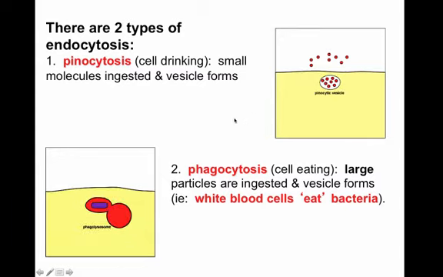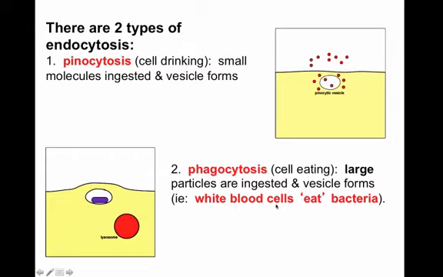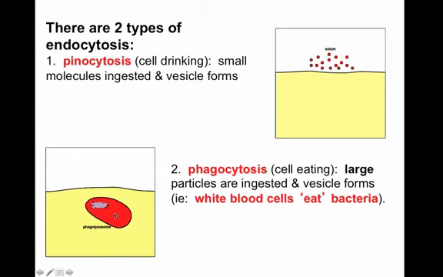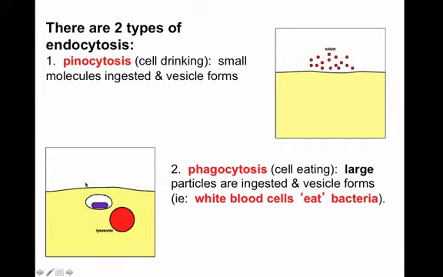The second type of endocytosis is called phagocytosis. So this is cell eating because these are large particles that are ingested and formed into a vesicle. So this is an example where a white blood cell will eat a bacteria, and therefore, as you can see here, it will actually fuse with a lysosome. That lysosome contains digestive enzymes, and so therefore that lysosome will digest that bacteria within the vesicle.